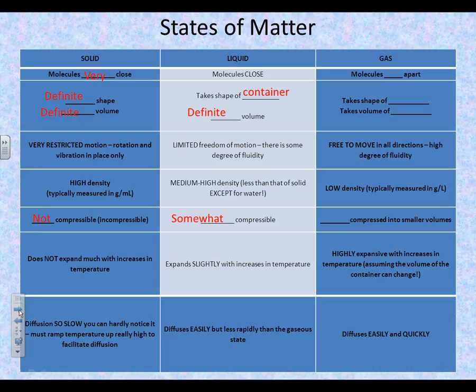Now finally, we get to the far right column, gases, and we've seen how molecules are very close with solids. They get more and more spacious, so now our molecules are very far apart. They're not even touching at this point, they just sometimes randomly collide with each other. Now they also take the shape of their container, much like liquids, but something very unique to gases is that they take the volume of their container.